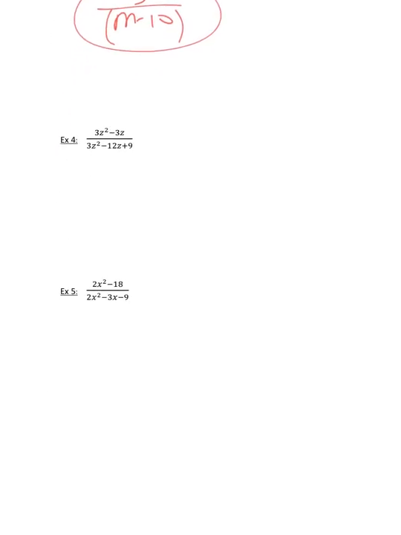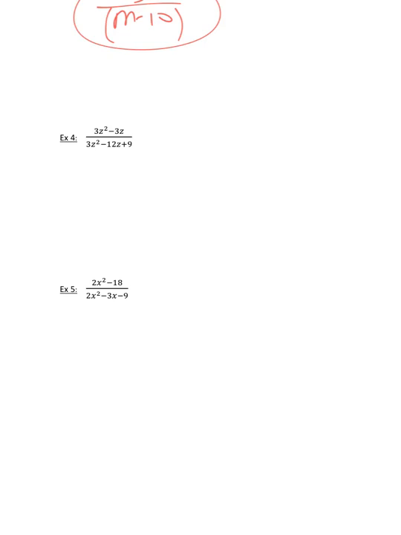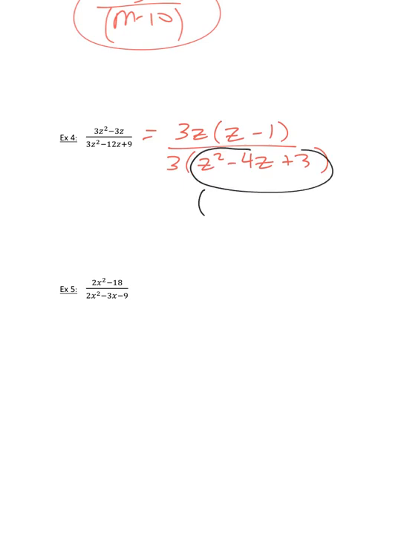Example 4. Looking at my numerator, my GCF is 3z times z minus 1. In my denominator, I have a GCF of 3 times z squared minus 4z plus 3. This denominator here can be factored into 2 binomials. I have z times z, 1 times 3, and the factors are both negative. Signs are the same, so this is gone now.